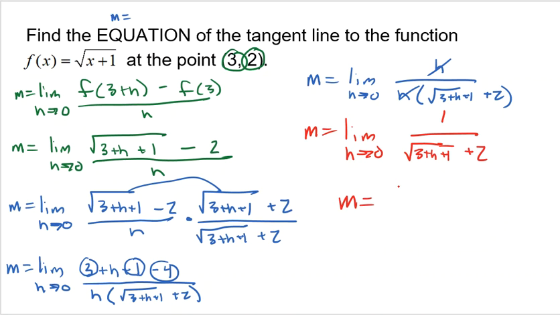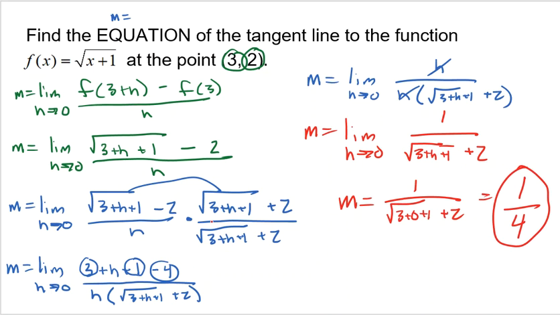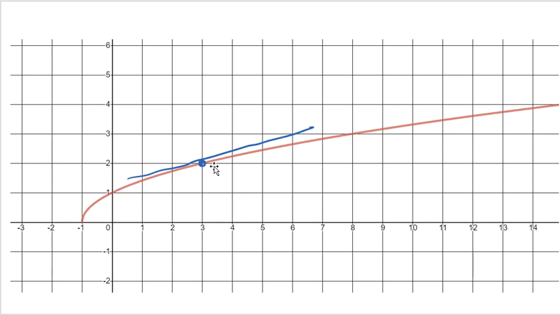No longer have to write the limit. I'm just going to substitute a 0 in for h. So 3 plus 0 plus 1 plus 2. 3 plus 0 plus 1 is 4. Square root of 4 is 2. 2 plus 2 is 4. So I get 1/4 as my slope. So the slope of this blue line at the point (3, 2), tangent to the point (3, 2), is 1/4.